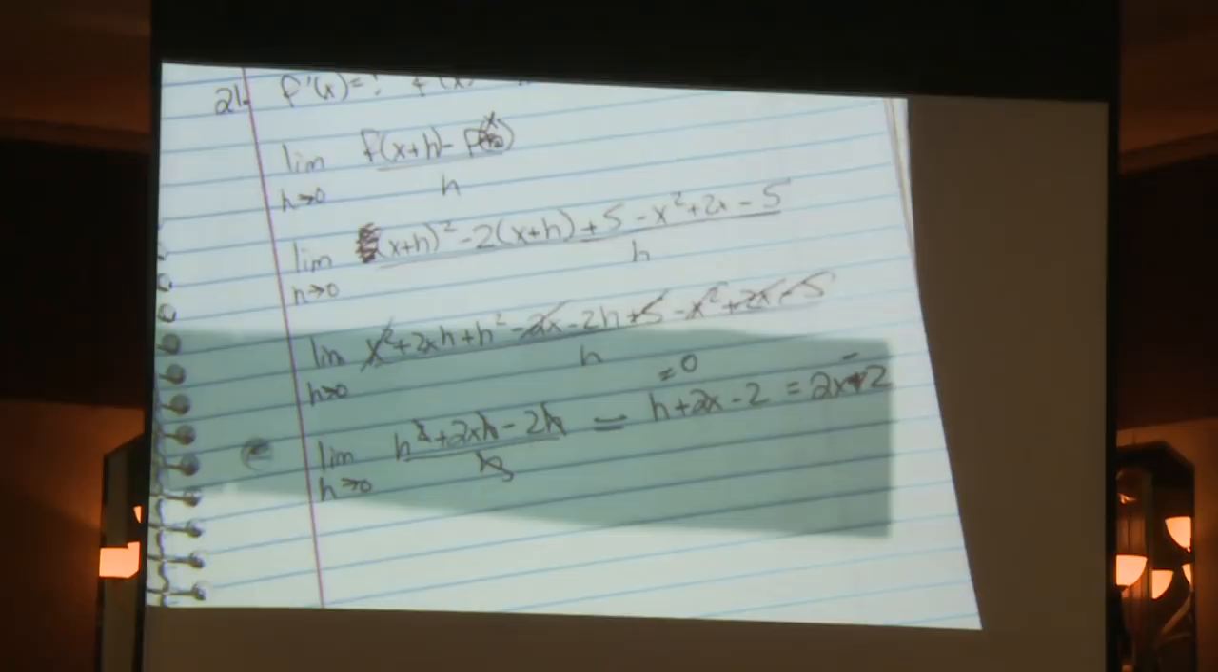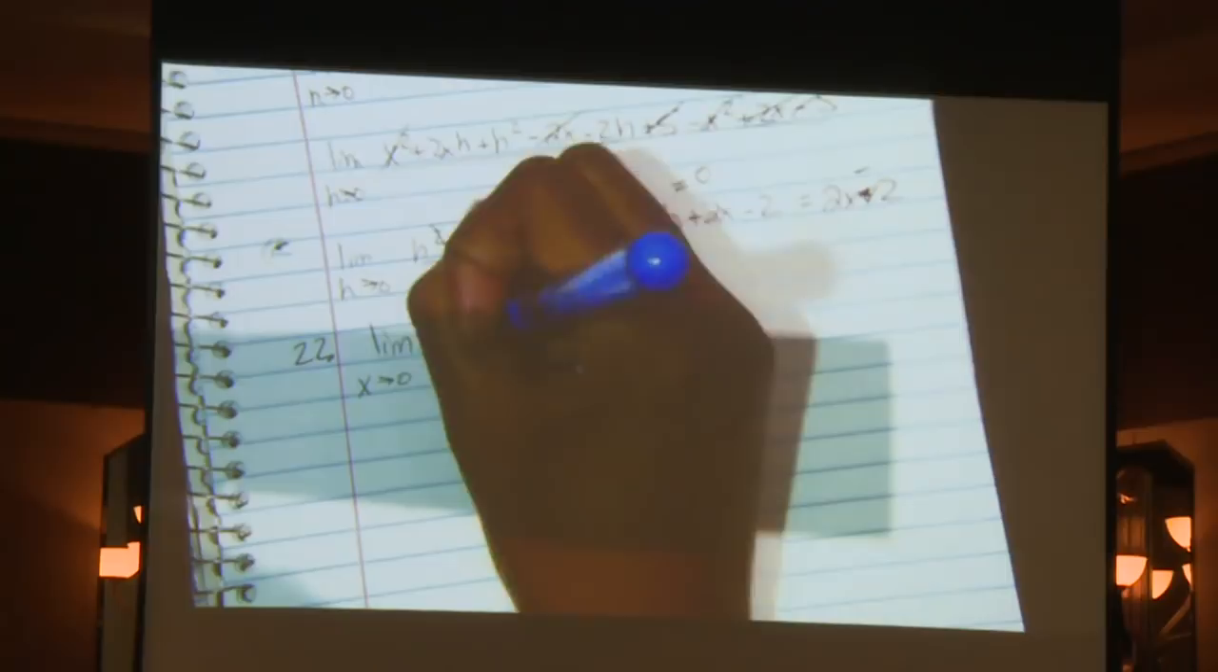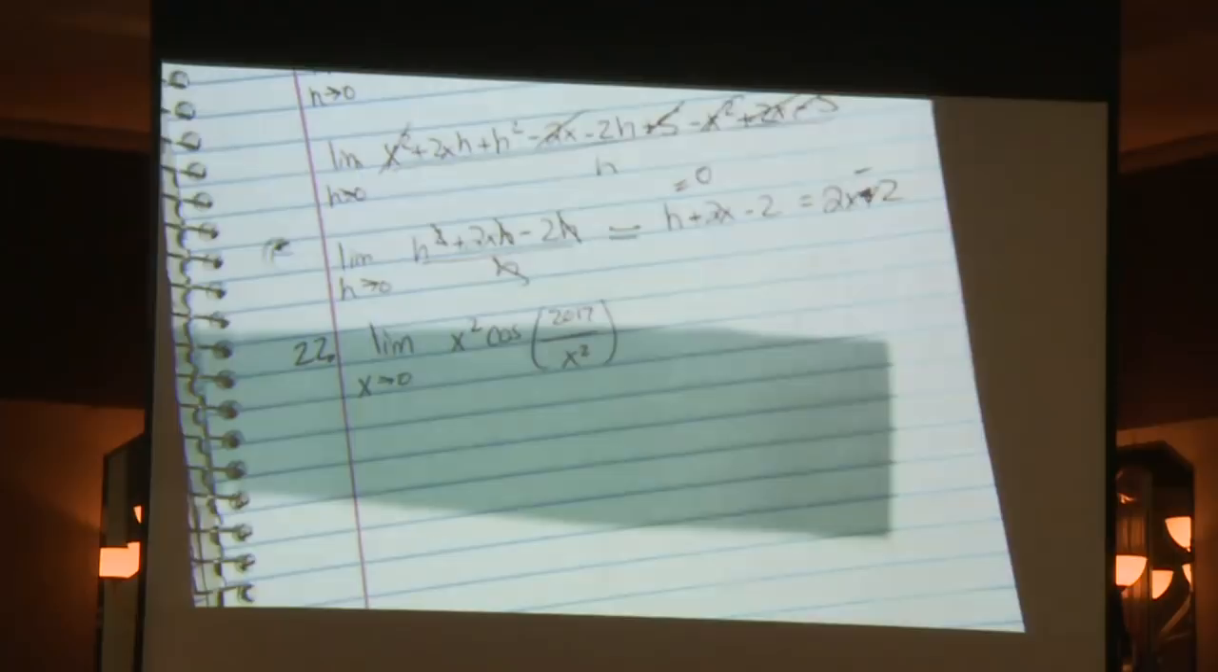So the next one I'm going to label 22. It says, use the squeeze theorem to evaluate the limit as x goes to 0 of x squared cosine 2017 divided by x squared. So it specifically says use squeeze theorem.